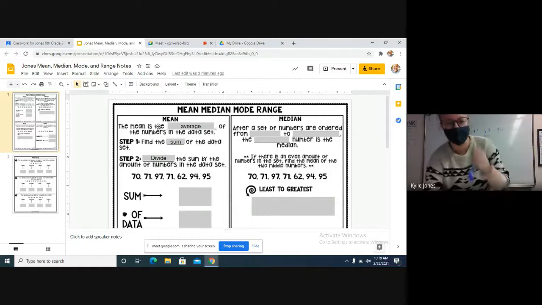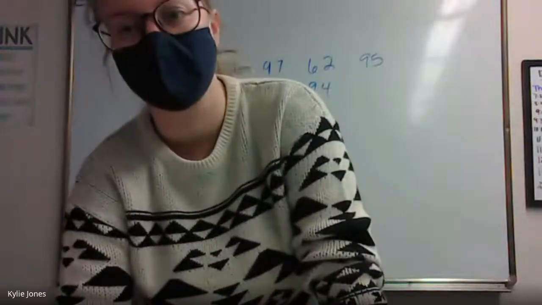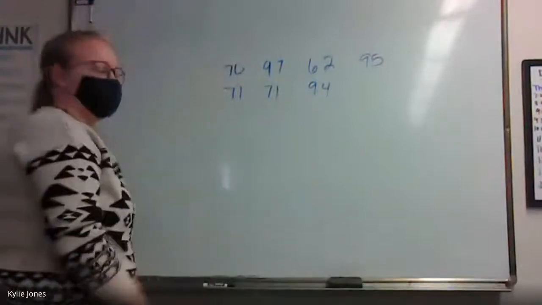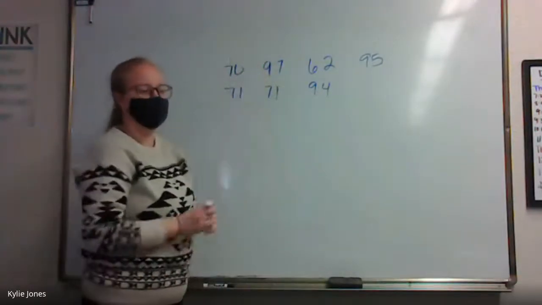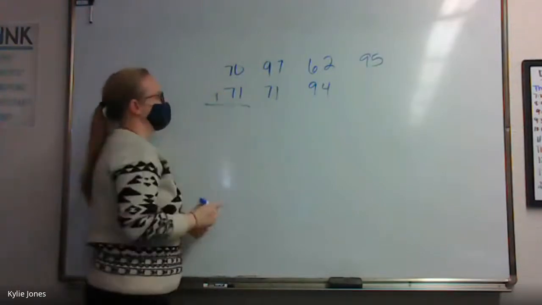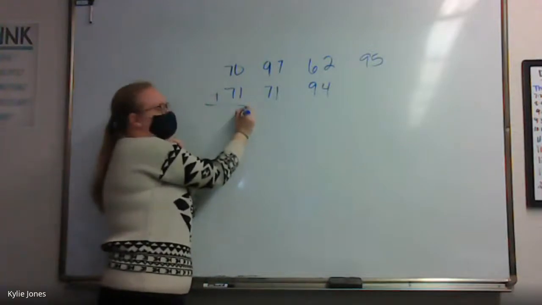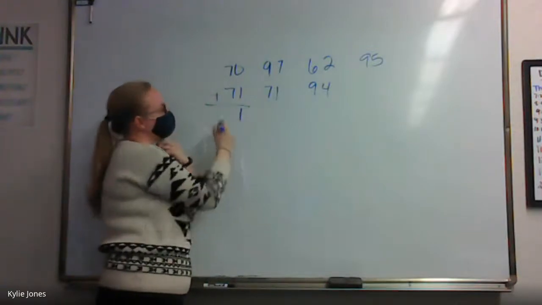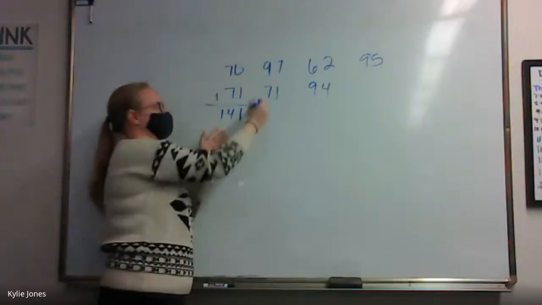Let me stop presenting my screen and we will look at it behind me on the whiteboard. So on the whiteboard behind me, I have the numbers written out. I did them kind of stacked on top of each other so they're easier to add together. So let's start with 70 plus 71. 0 plus 1 is what? 1. 7 plus 7? 14. So that's the first one.